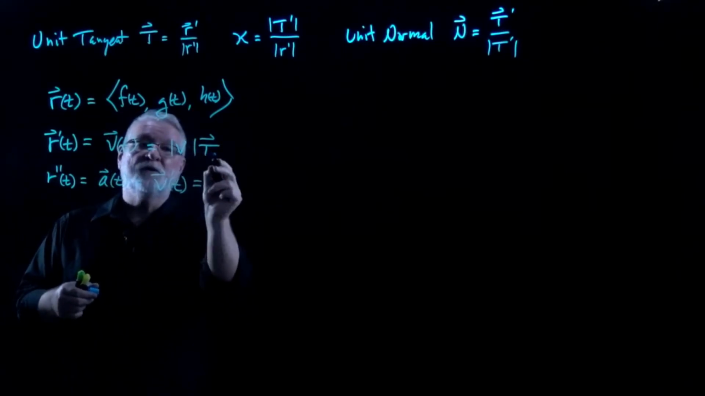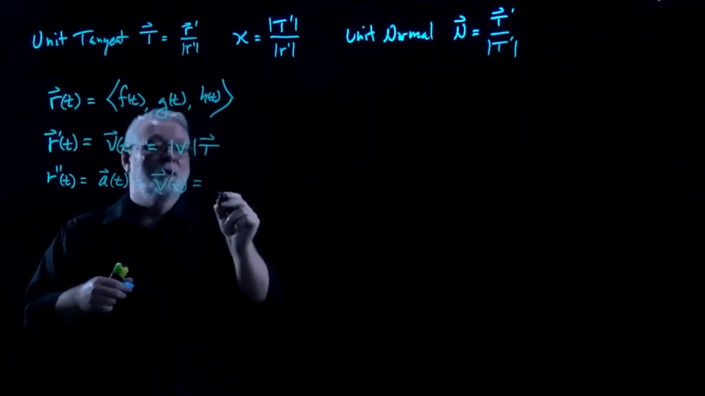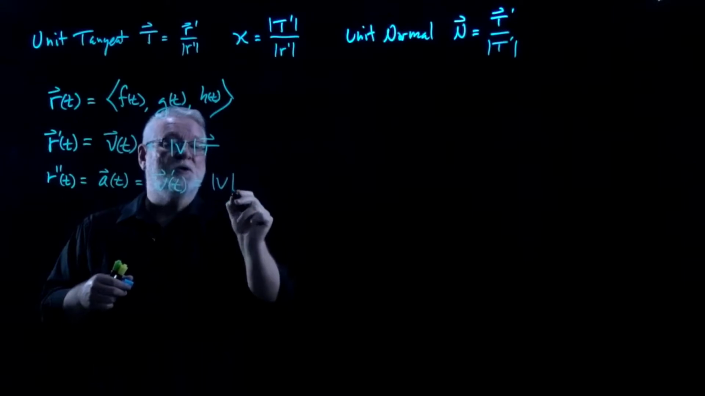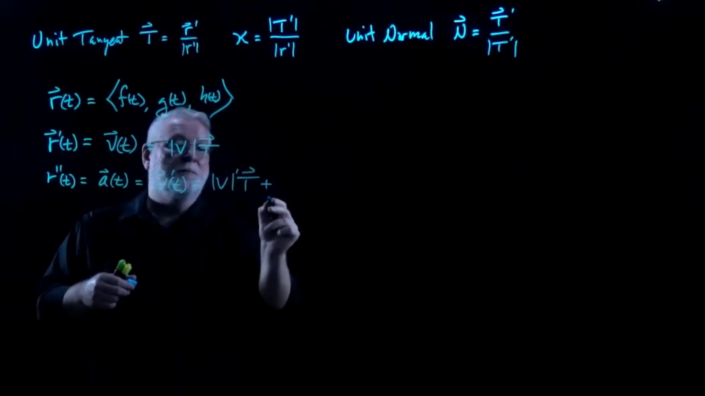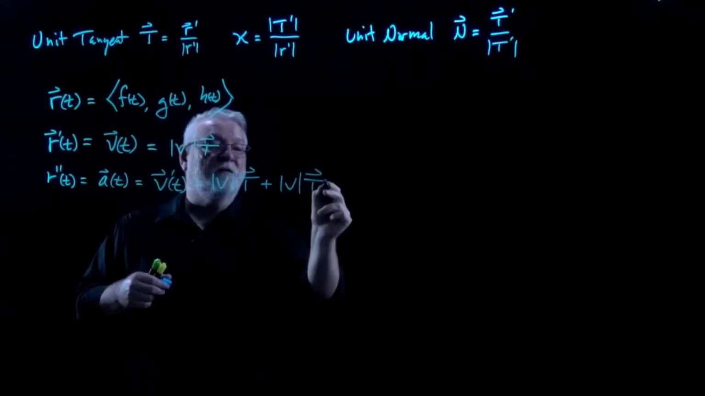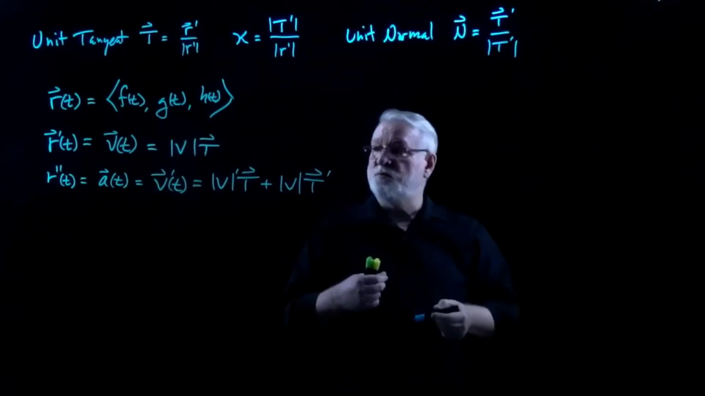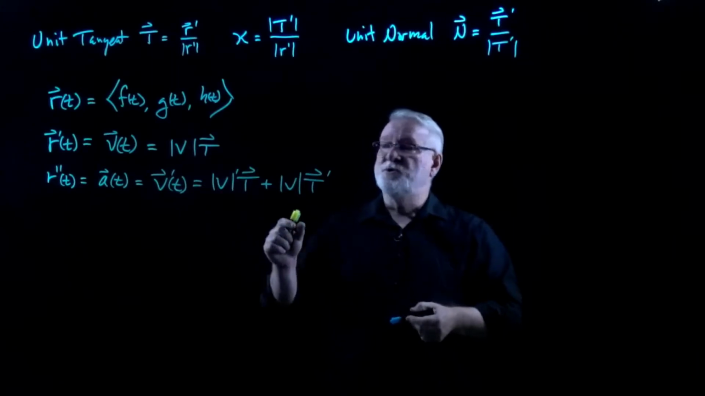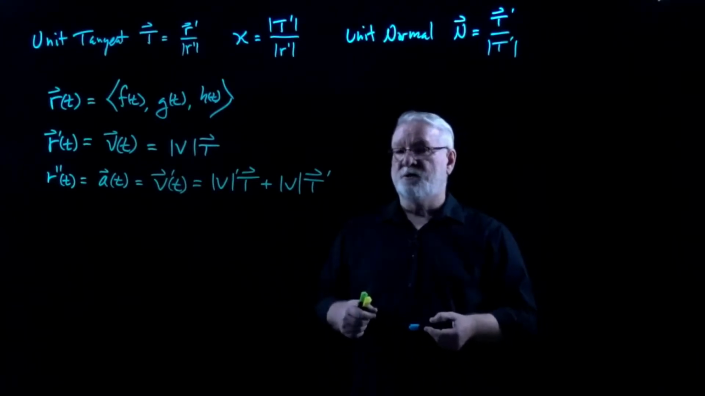Well, remember, these are both functions of t, so taking the derivative means applying the product rule. So this will be the magnitude of v prime times the tangential vector plus the magnitude of v times the derivative of the tangential vector. And that's just applying the product rule to this function here. Again, two independent functions of t that happen to be multiplied, and I want the derivative.